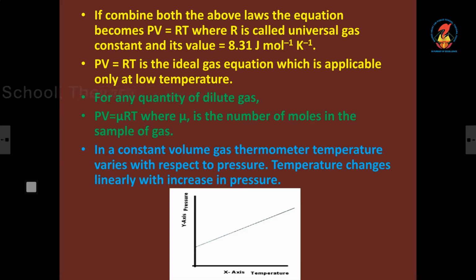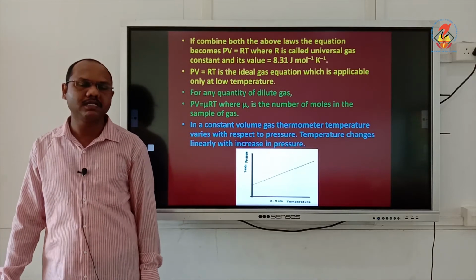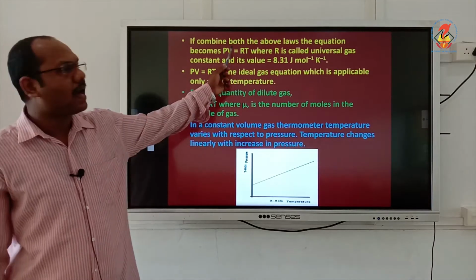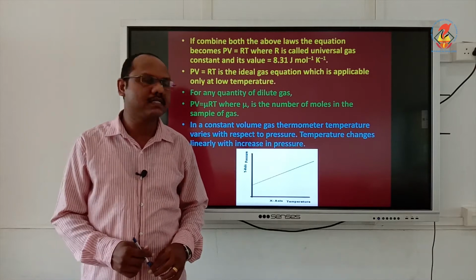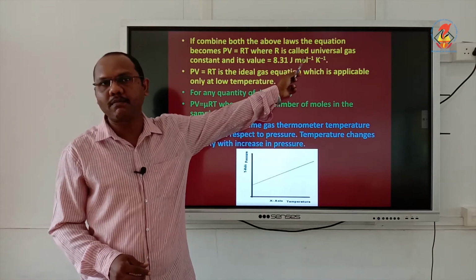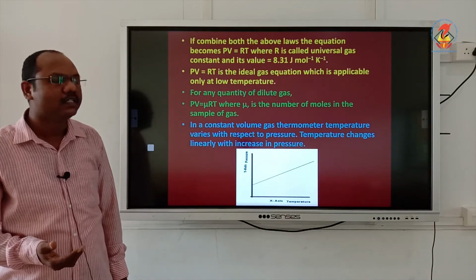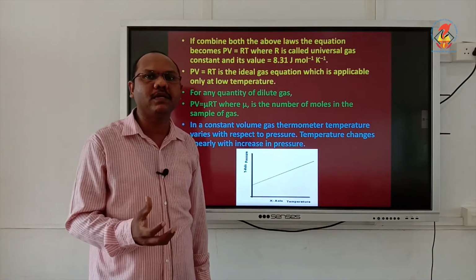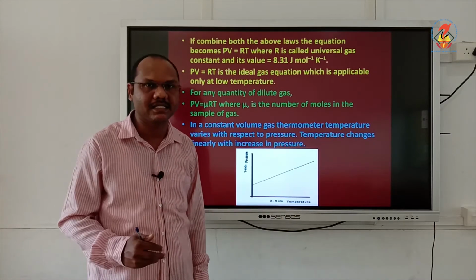For any amount of gas, we can say PV is equal to mu RT, where mu is the number of moles. We can also use PV is equal to nRT. This value R is called universal gas constant, and its value is 8.31 joule per mole per Kelvin. So the gases which obey the equation PV is equal to nRT or PV is equal to mu RT, such kind of gases are called ideal gases.